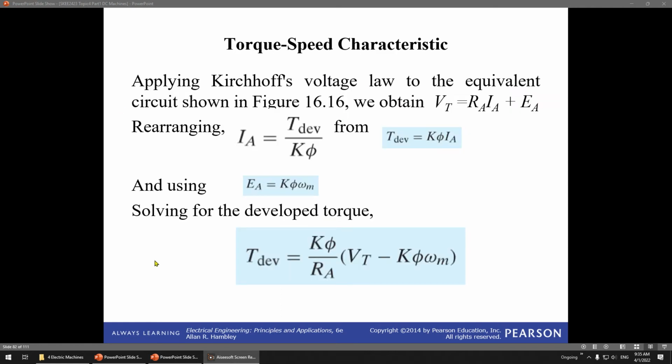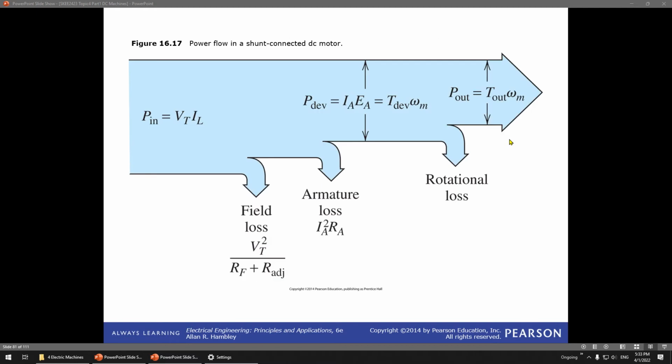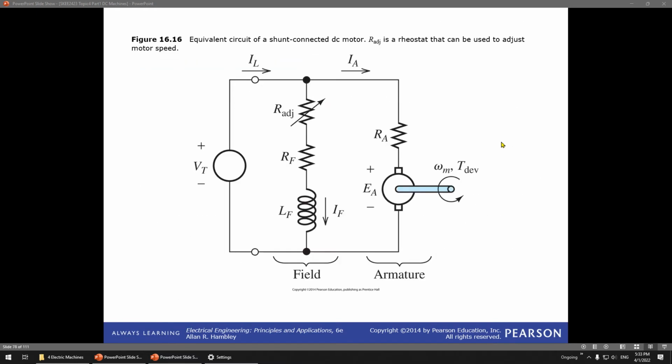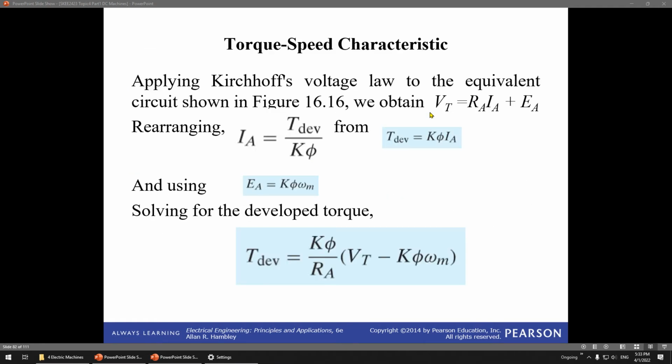So take this into focus: the torque speed characteristic. The torque speed characteristic is quite an important topic. Applying Kirchhoff's voltage law to the equivalent circuit shown in figure 16, we obtain Vt equals RA IA plus EA. So Vt equals RA IA plus EA.